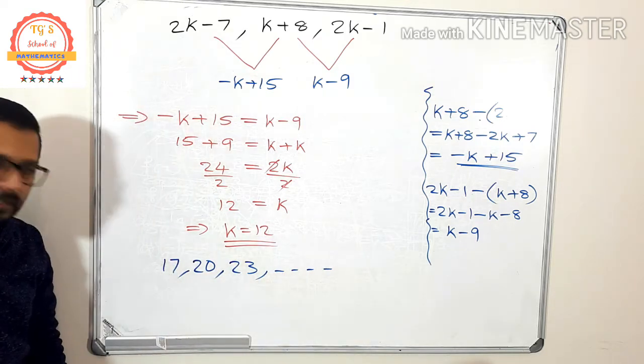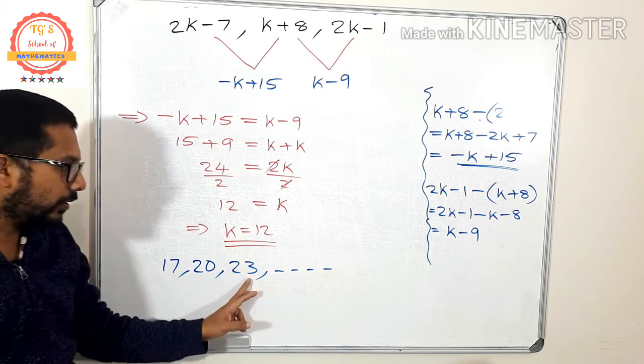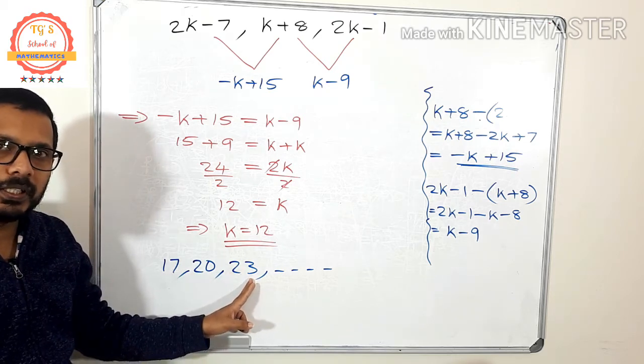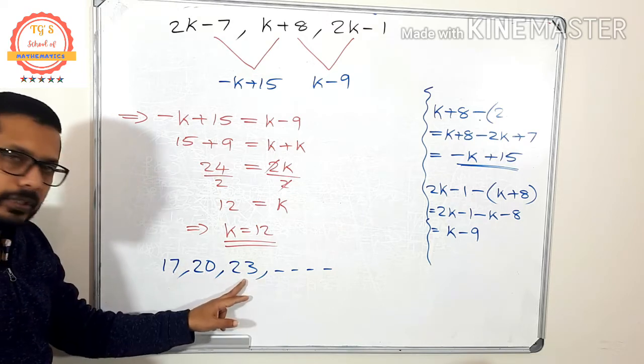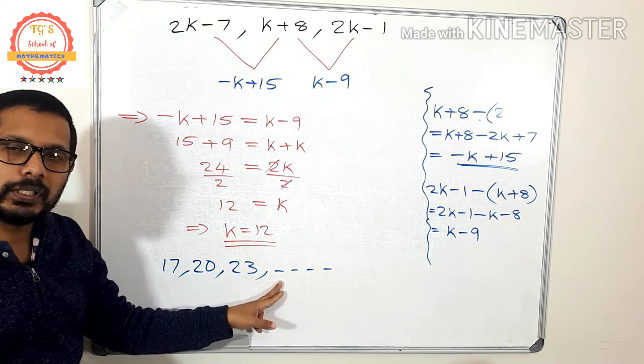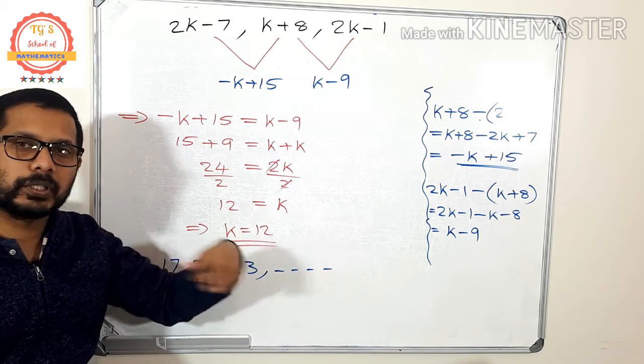Can you see this one? 17, 20, 23. What is the common difference here? 3 now. Am I right? 17 plus 3, 20. 20 plus 3, 23. So you know what is the next term? 26, 29, like that. Plus 3, like that.